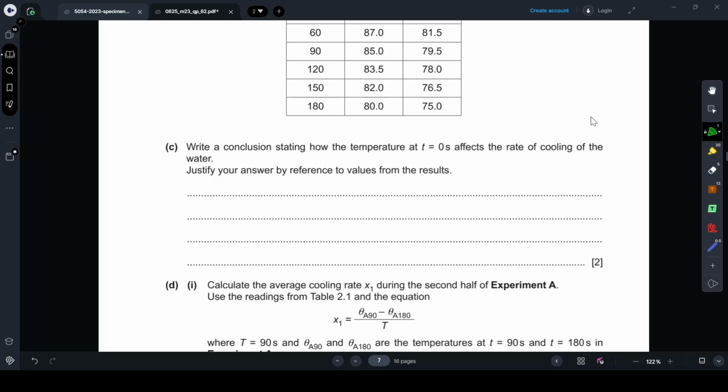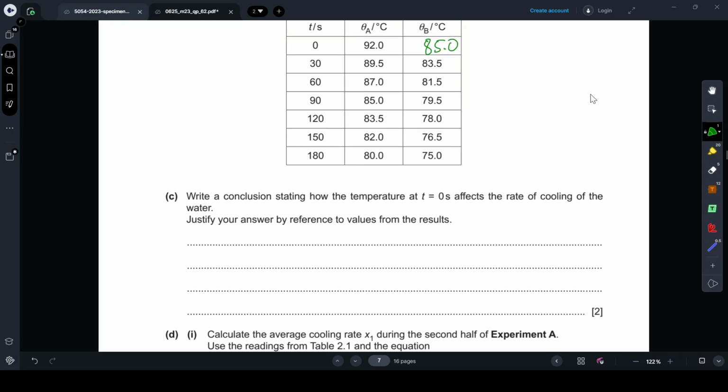Write a conclusion stating how the temperature at T0 affects the rate of cooling of the water. Justify your answer by reference to values from the results. Let me think.